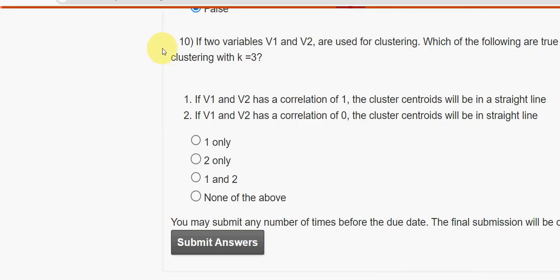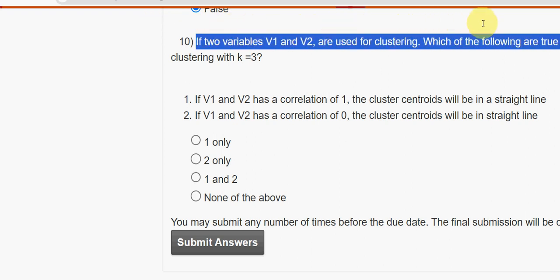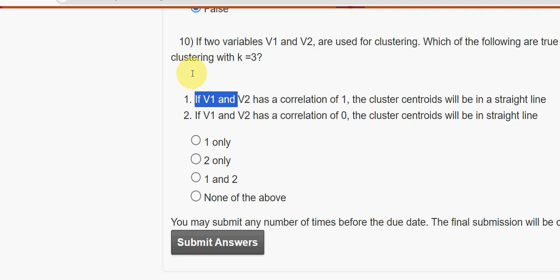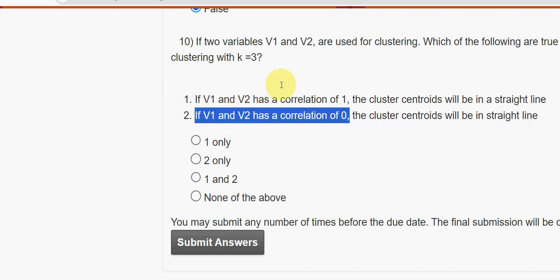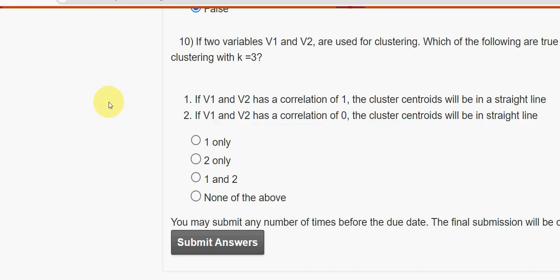The last solution is, especially if two variables v1 and v2 are used for clustering, which of the following are true for k-means clustering with k equals 3? So two statements given. The first one is if v1 and v2 has a correlation of 1, the cluster centroids will be in a straight line. And second one, if v1 and v2 has a correlation of 0, the cluster centroids will be in straight line. So which of the following statements are true? So for 10th and final question, the answer I have got is option 4, guys, none of the above, because there is no relation between cluster centroid and correlation. So I'm going with none of the above, guys.